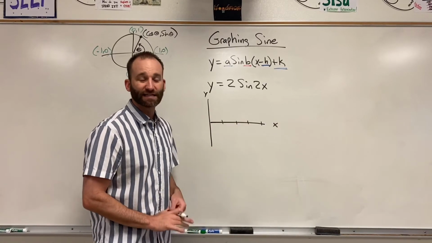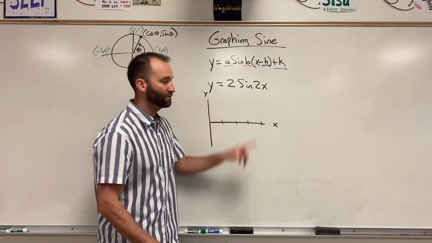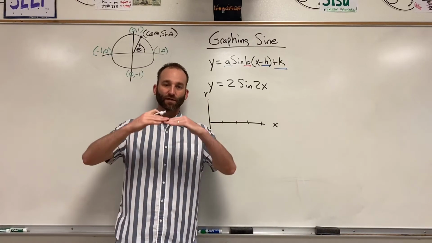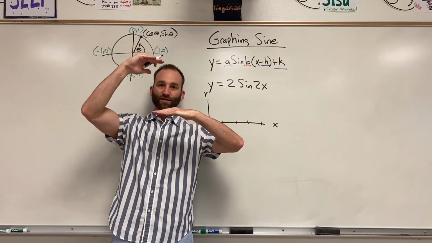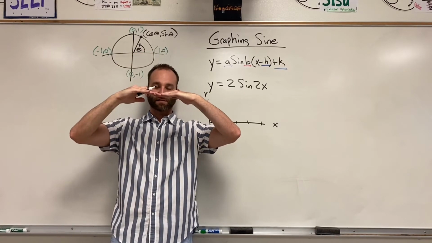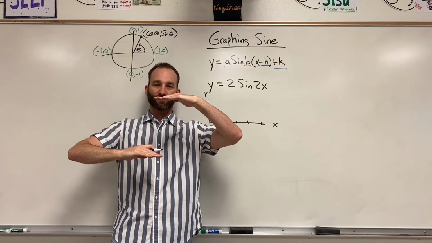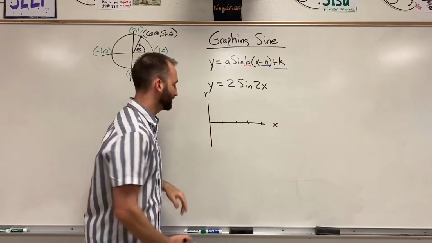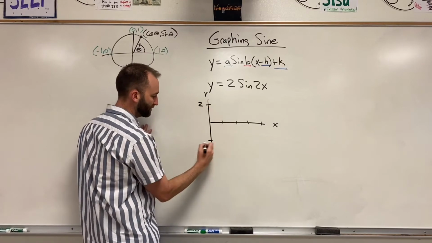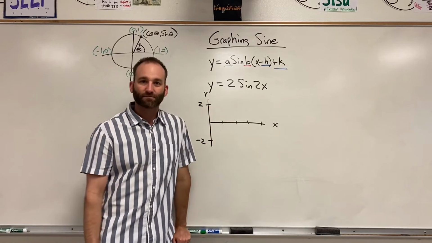Let's first start with the a value. The a value is 2, so what does that mean? The amplitude is the distance from the center to the top of the graph. So I know that distance is 2. It's also the distance from the center to the bottom of the graph. So I know the highest that this curve can go is 2, and the lowest that this curve can go is -2. So I'm just gonna label it 2 and -2 here.